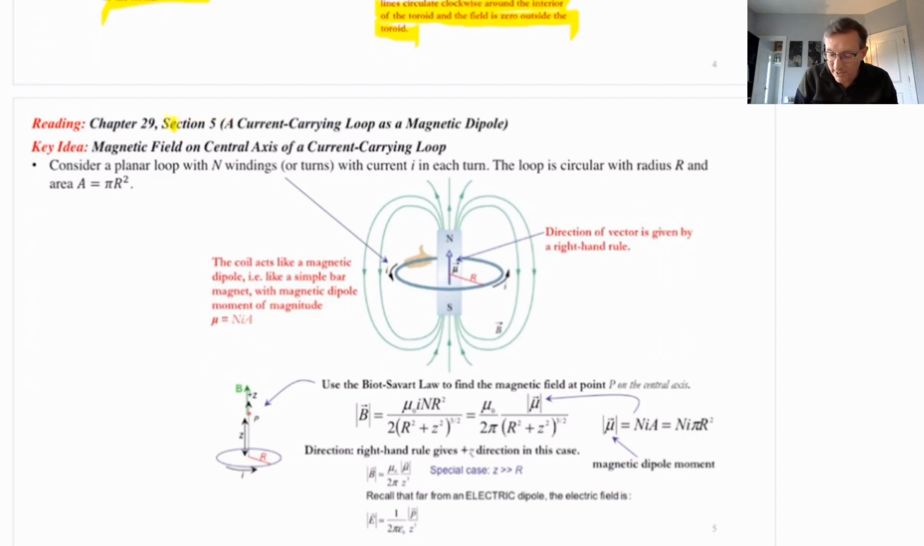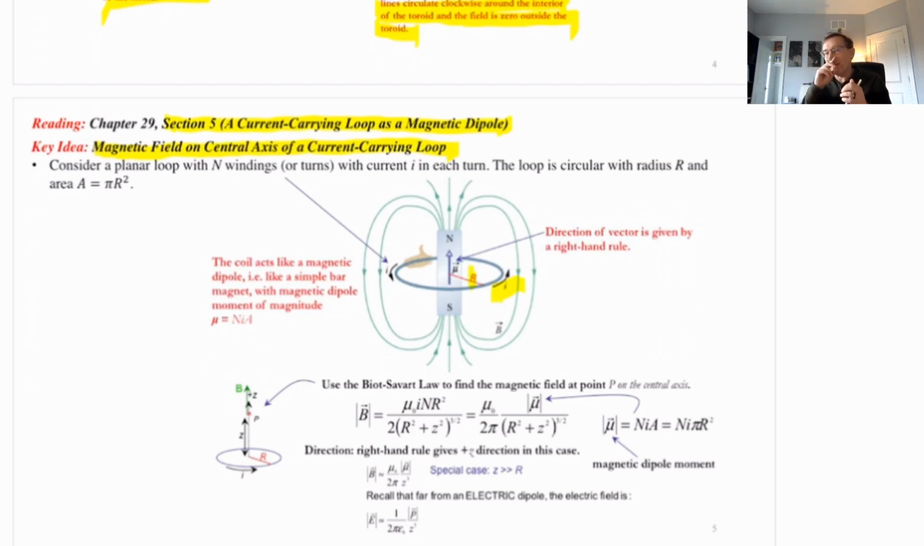a current carrying loop as a magnetic dipole, and calculating the magnetic field on the central axis of a current carrying loop. All right, so here's what we're imagining now. The picture here shows just a circular loop of wire. And that loop carries current I. And that circle has a radius big R.